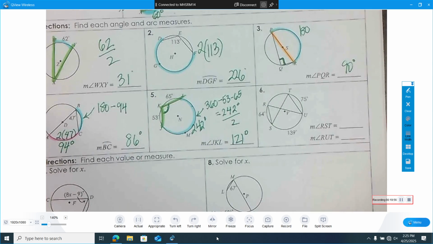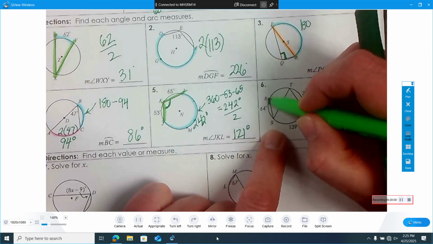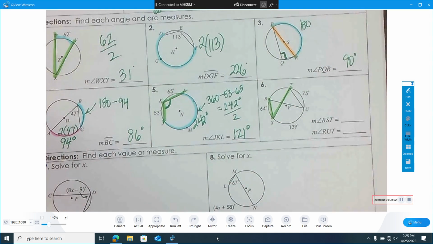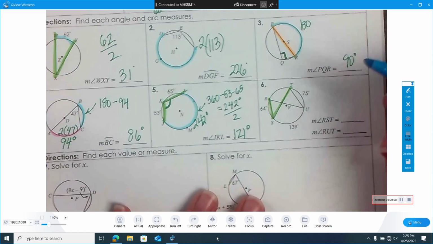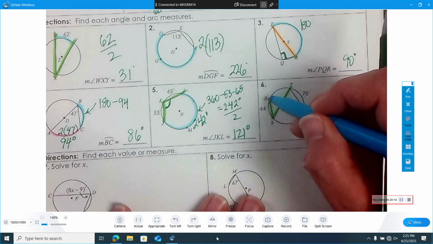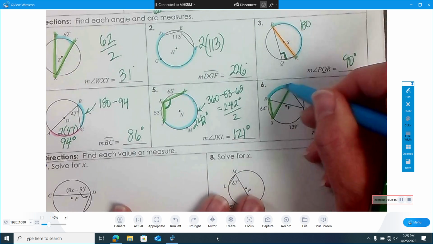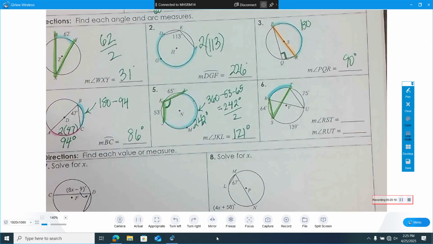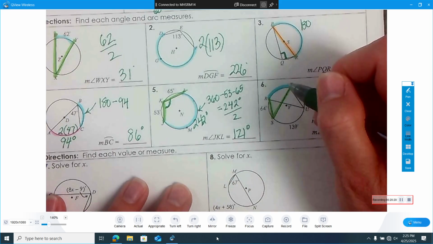Let's see. I'm trying to find the measure of angle RST. RST is right here. All right, that's the first one I'm trying to find. What would be helpful to know? You want to find the arc. 360 minus, yeah, 139 minus 64 minus 75.